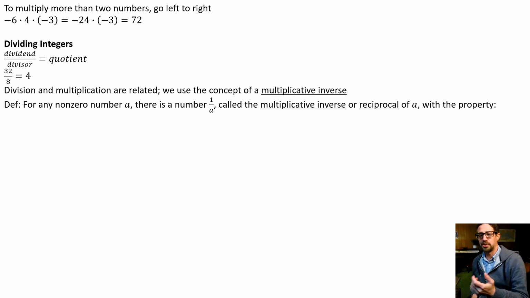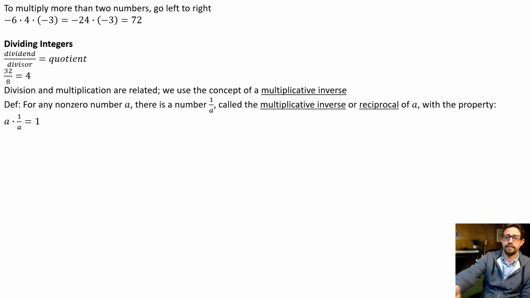So here's the property of a multiplicative inverse. A times 1 over A is 1. And you probably knew that. 5 times 1/5 is 1. Negative 10 times negative 1/10 is 1. So even negative numbers have this, right? So you just flip it over.